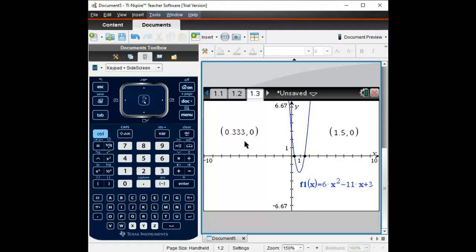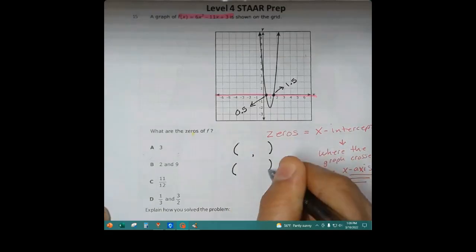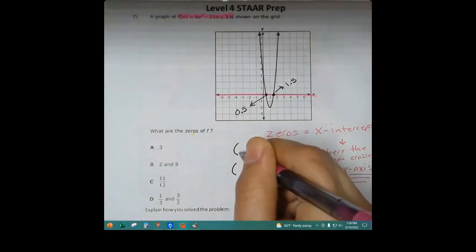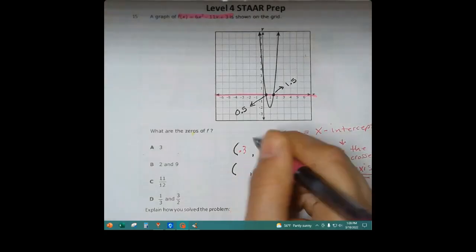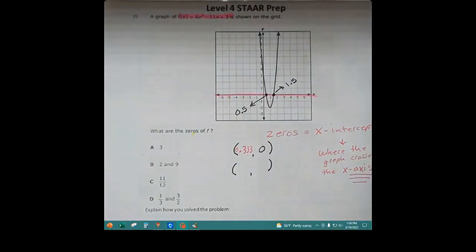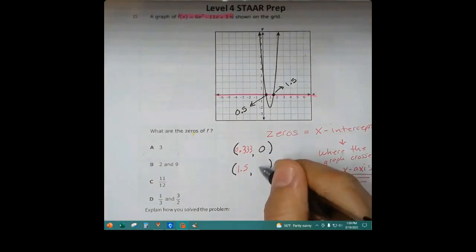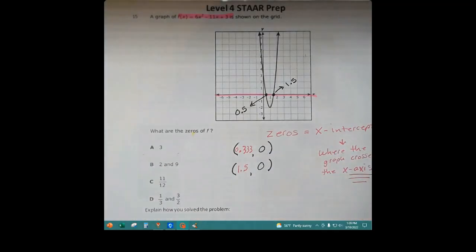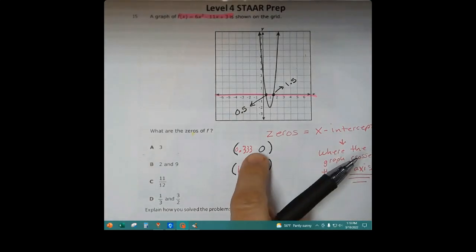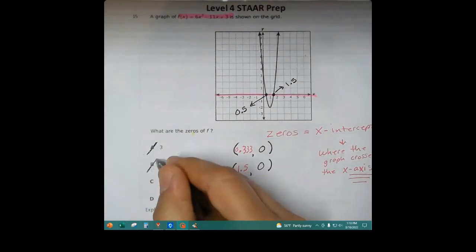We're going to write down both of these ordered pairs, and then we're going to convert our answer choices and see which one gives us these values. So let's write these down real quick on our paper. All right, we had two zeros. The first one on the left was 0.333, 0, and the second one was 1.5, 0. Now of course that doesn't match what we have here, but we can eliminate some answers. We know that this is 0.333 and this is 1.5. It's definitely not 3 and it's definitely not 2 and 9.